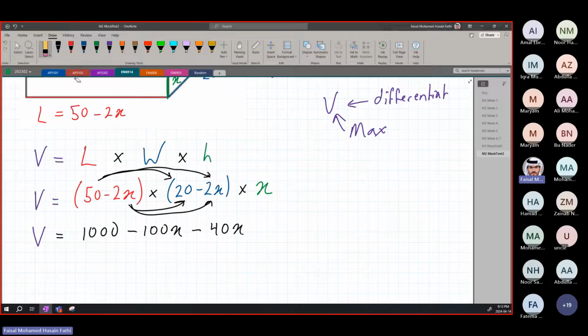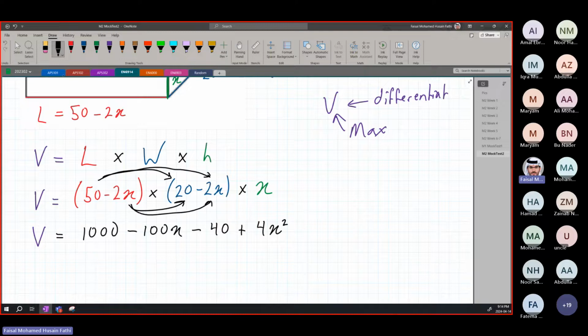Sorry, this is no x, this is just 20. And then negative 2x times negative 2x is going to be positive 4x squared. 1000 is 50 times 20. I'm just distributing. 50 times 20 is 1000.